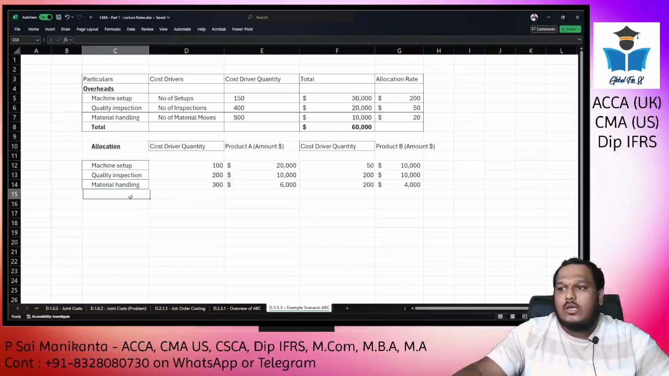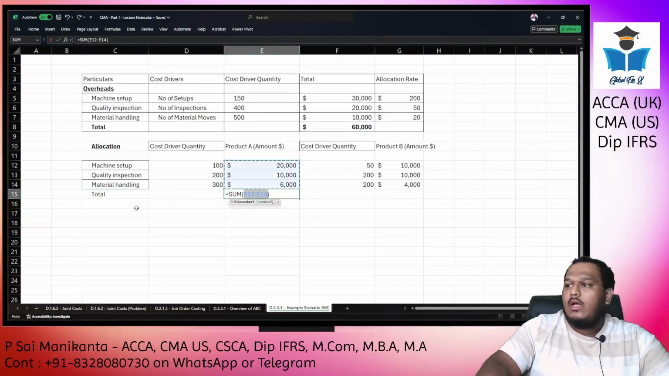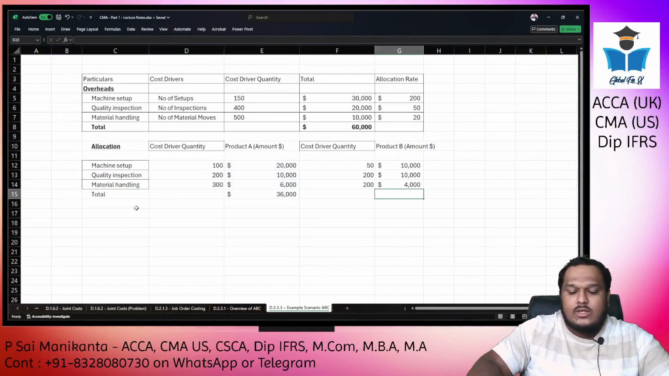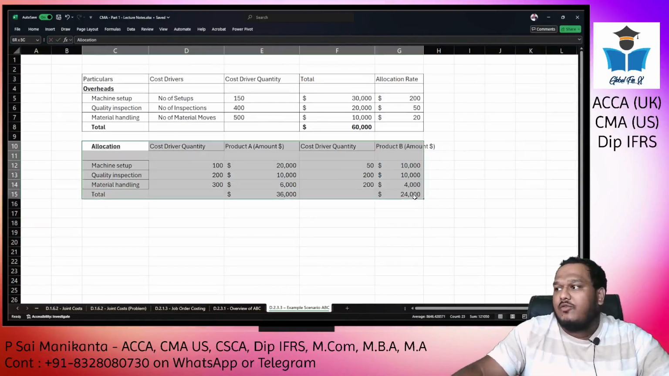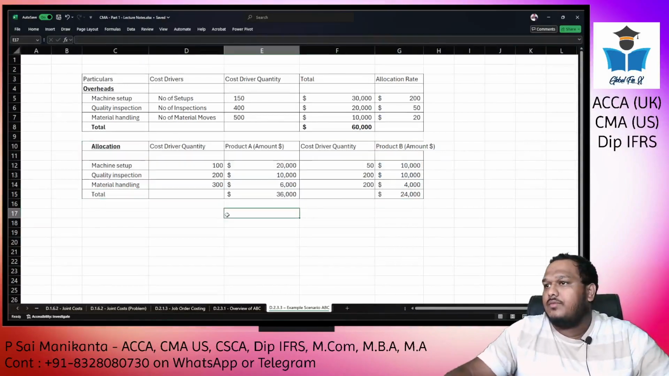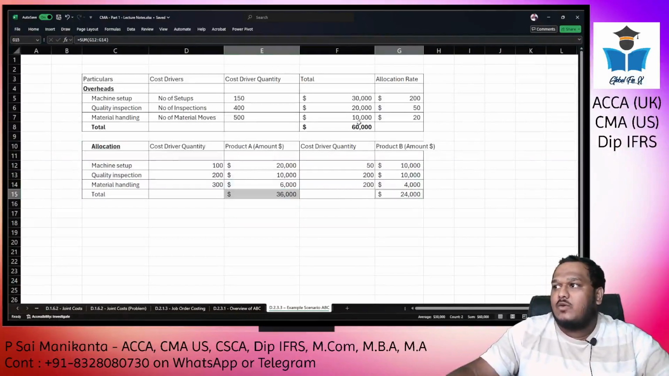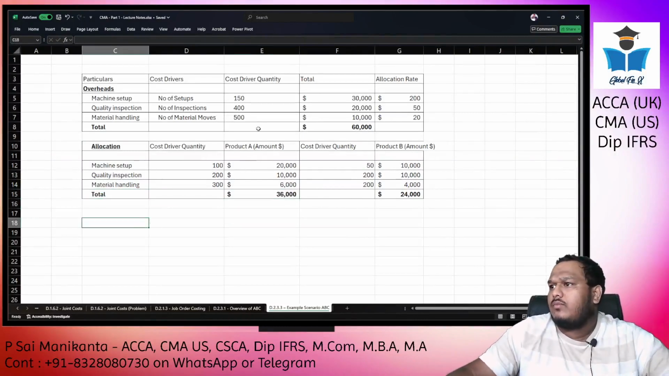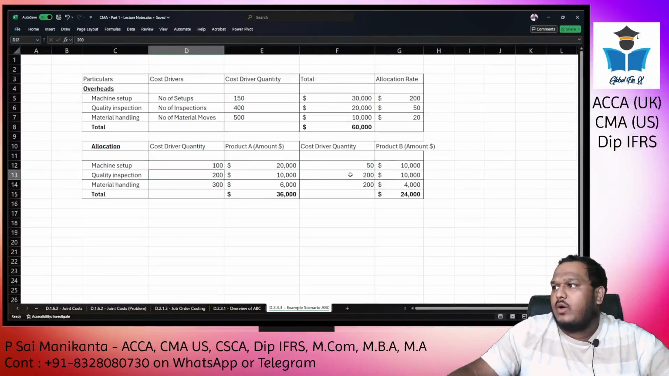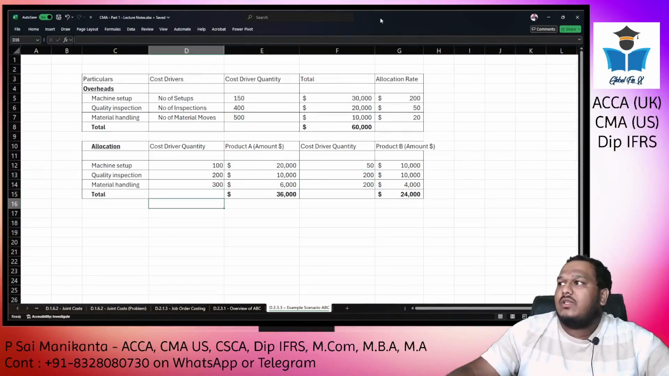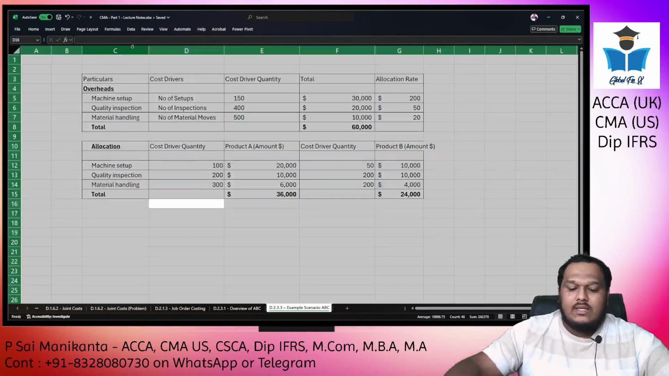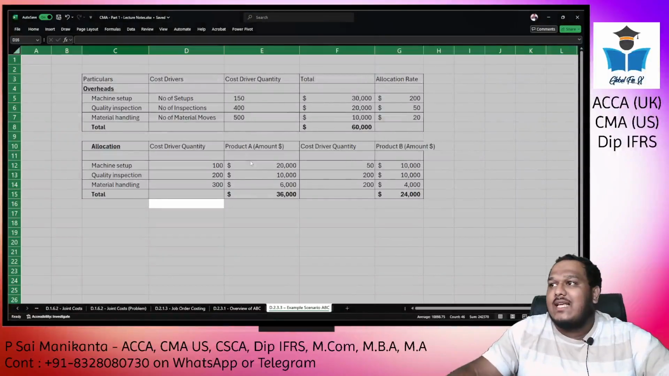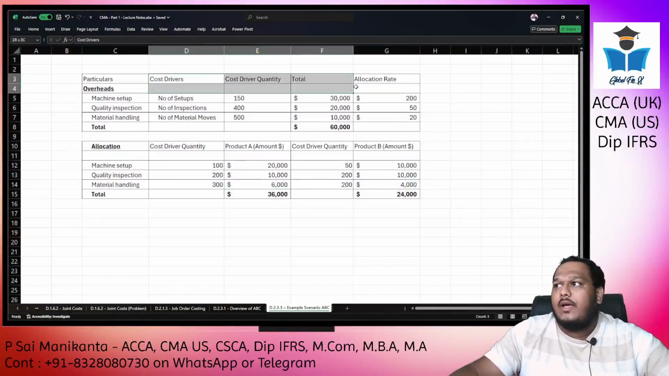So if I check the total now, allocated to product A would be 36,000, allocated to product B would be 24,000. So 36 plus 24 is 60,000. Total 150, 200 and 200 total 400, 300 and 200 total 500. Matched. So this is the ABC allocation example for you to understand.